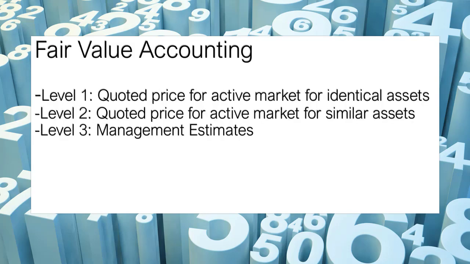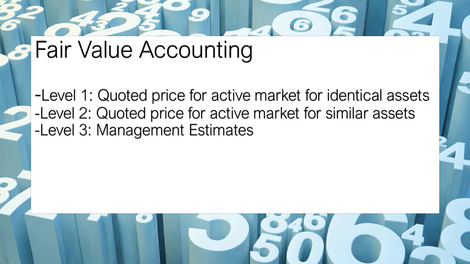GAAP looks at the different assets based on levels of certainty for fair value. So a level 1 fair value calculation would be something based on a quoted price for an active market for identical, and that means like a twin asset. So the only real example I have is if we had some stocks as an investment in our company. So let's say our company invested in Tesla Corporation stocks. Well, those stocks are currently sold on an active market, and when you buy one stock, it looks exactly like another stock. So that would be a good example of level 1.